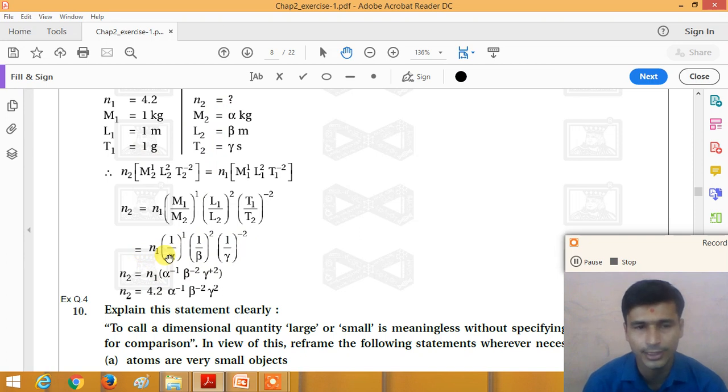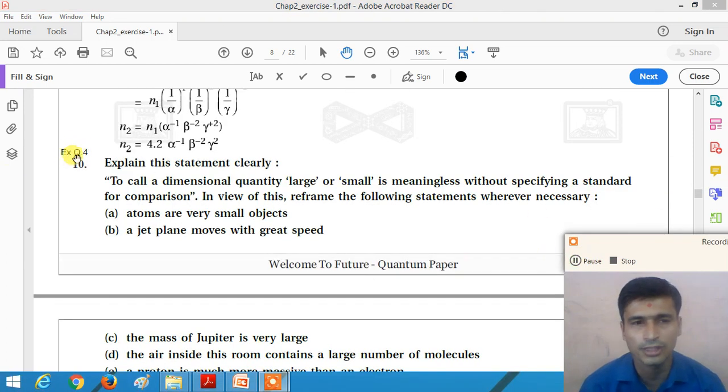Alpha we take in the upward direction, alpha raised to minus 1, right? So N1 alpha raised to minus 1, beta raised to minus 2, and gamma raised to plus 2. Why gamma plus 2? If we take this gamma in the upward direction, we get gamma raised to minus 1 raised to power minus 2. So minus 1 multiplied by minus 2, we get a plus 2. So in a new system of unit, N2 is equal to 4.2 alpha raised to minus 1, beta raised to minus 2, and gamma raised to 2. Hence we prove that.